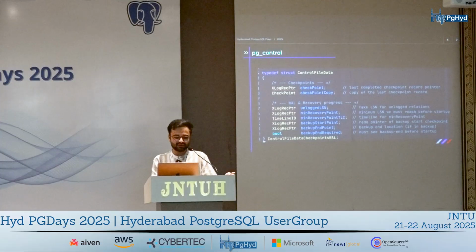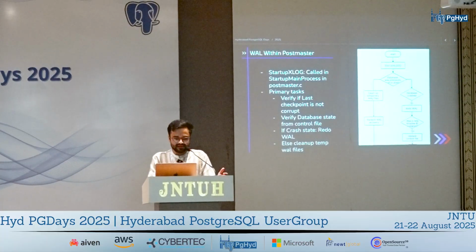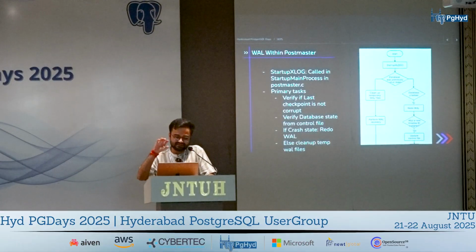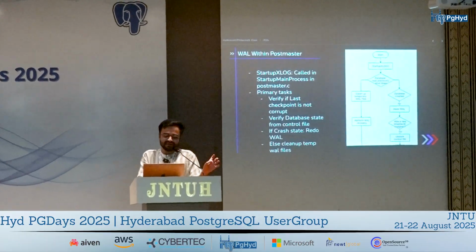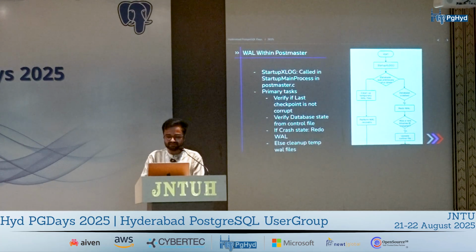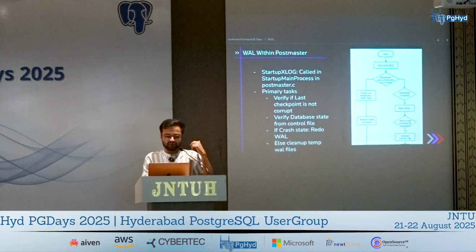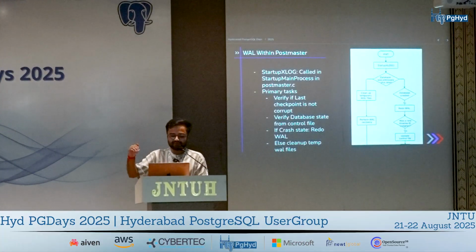You have an XLogRecPtr pointer to the checkpoint, and then you have some basic pointers to your WAL entries and other important things. Whenever your database starts up, whenever the startup function is triggered in the postmaster.c file, there is a function called StartupXLOG which is triggered. This StartupXLOG uses the database state that we had in the pg_control file to determine the process of booting up the database, bringing it up to the operational state.